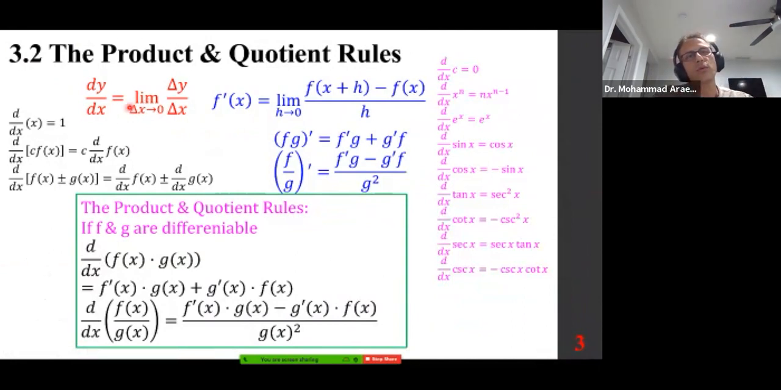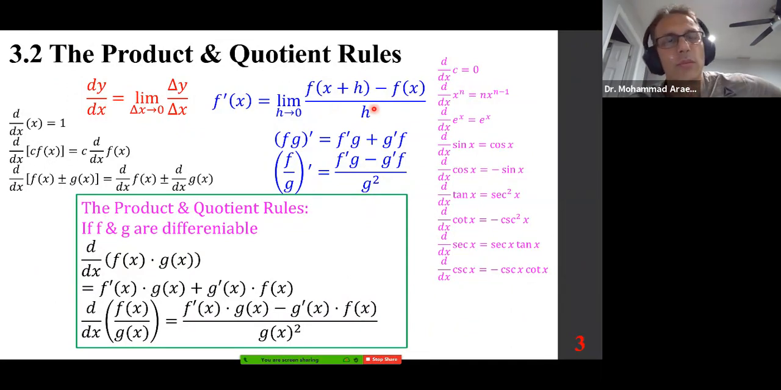So first and foremost, we have the definition. I hope you realize these two are the same. The definition of f prime of x or dy dx, which is the limit of delta y over delta x as delta x approaches 0, or the limit of f of x plus h minus f of x over h as h approaches 0. They come from the previous sections, and then we are adding this product and quotient rule.